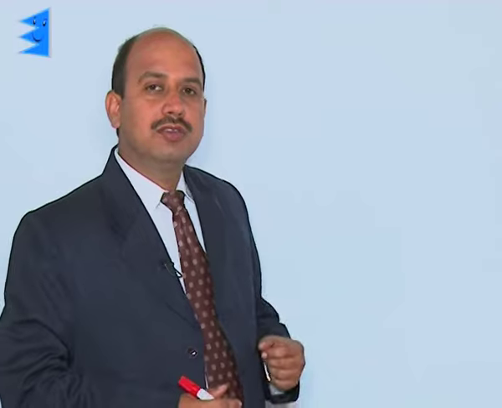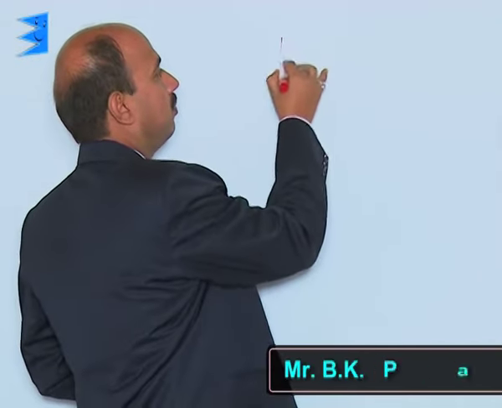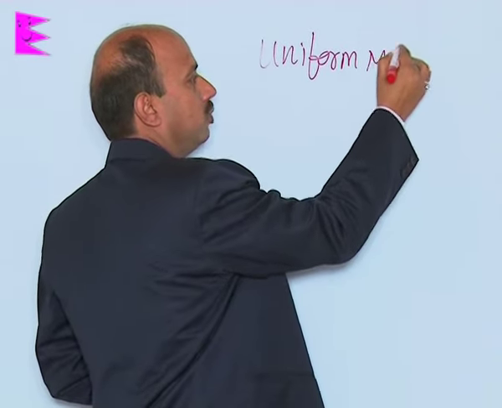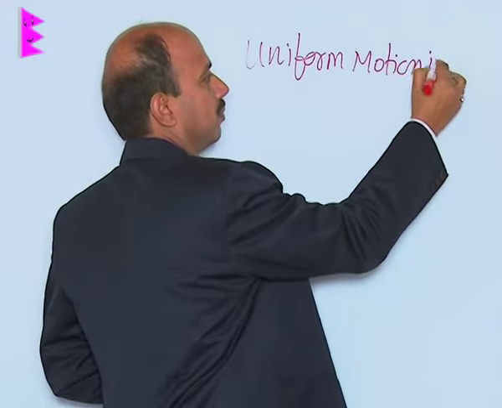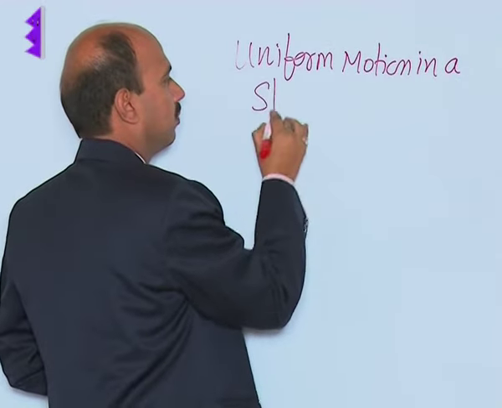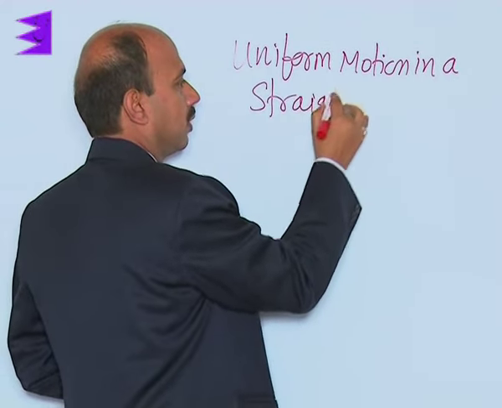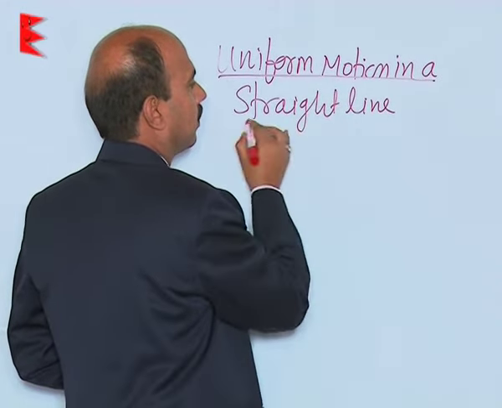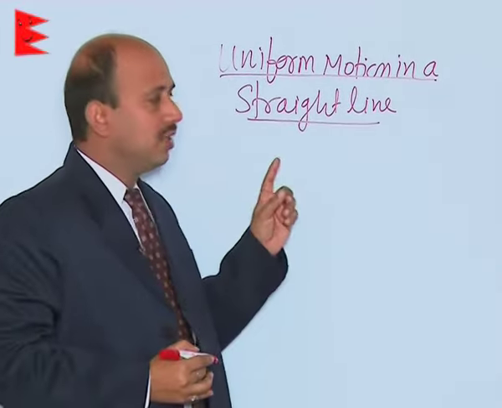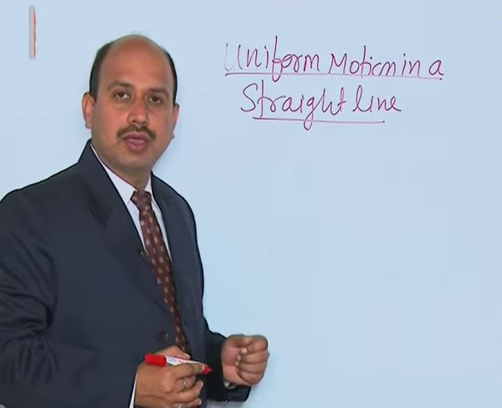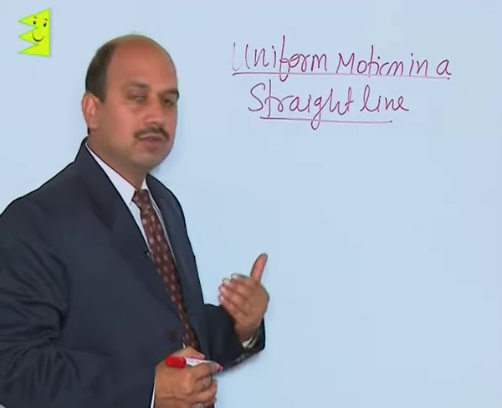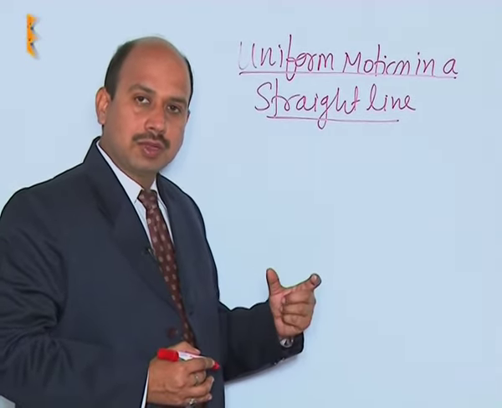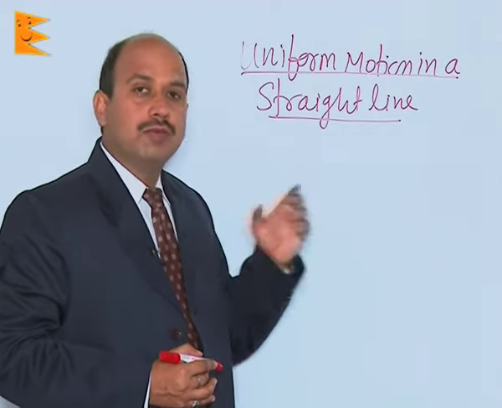So, now we will discuss uniform motion in a straight line. See here, in this case the body is travelling along a straight line. So, when a body travels along a straight line and covers equal displacement in equal intervals of time, its motion is said to be uniform.